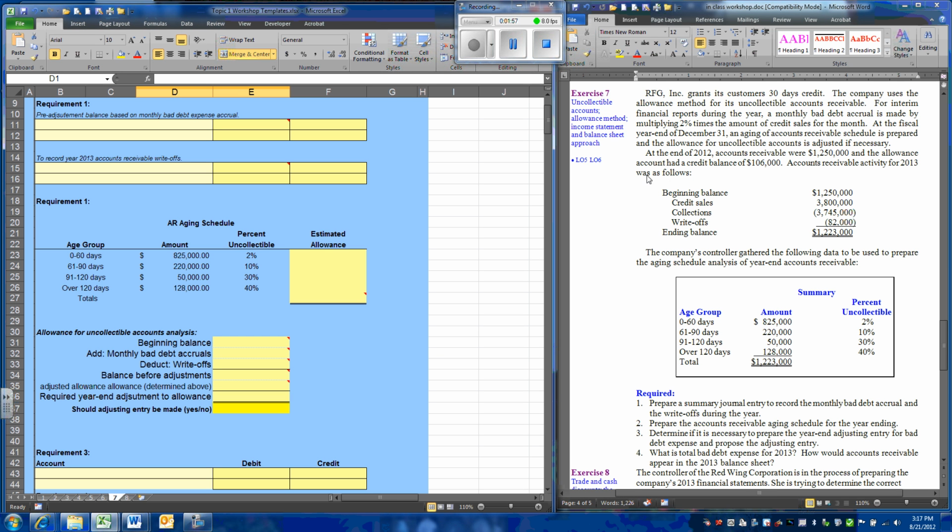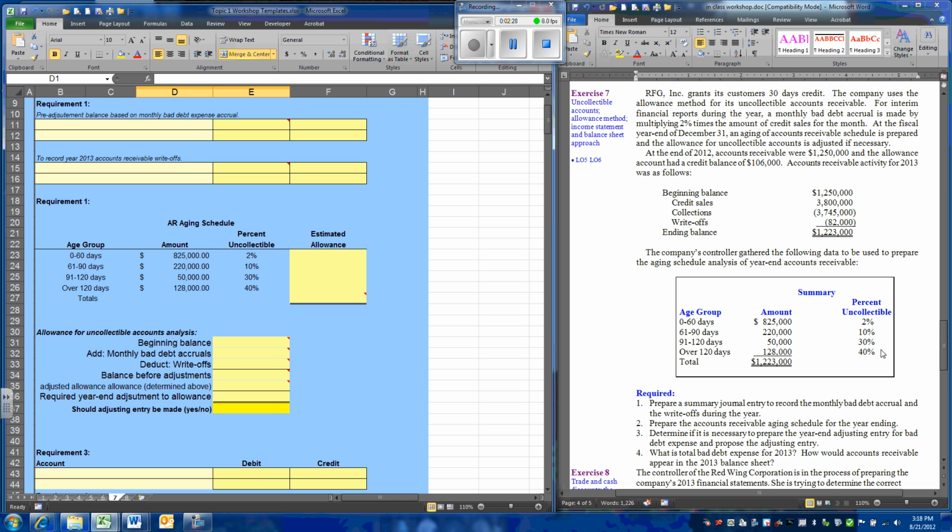We're presented with the activity in the accounts receivable accounts for the year 2012. They tell us the beginning balance, the amount of credit sales, the collections, and the write-offs. Beginning balance plus the sales minus the collections minus write-offs gives us an ending balance of $1,223,000.